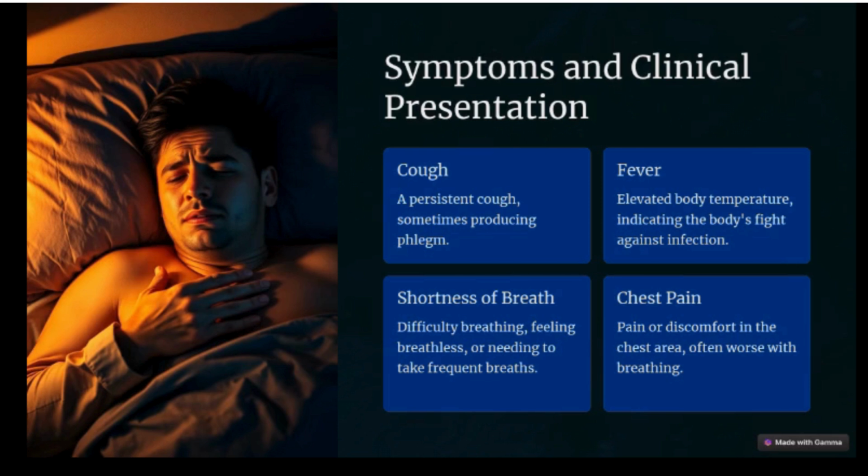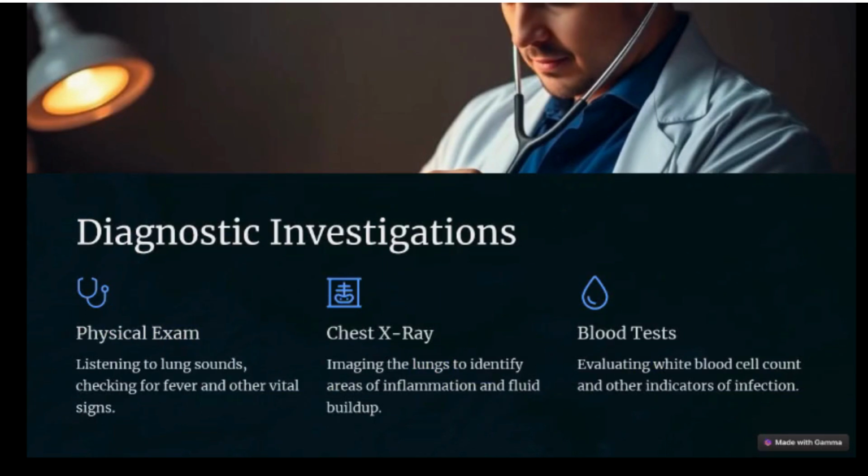Confusion, particularly in older adults. So cough, fever, shortness of breath, chest pain, fatigue, increased heart rate, confusion. So these are some symptoms which vary depending on the severity of the pneumonia and the pathogen which is responsible for this infection. Now, how to diagnose pneumonia?